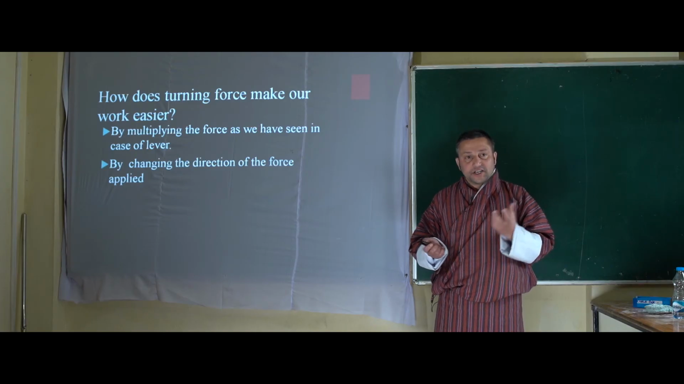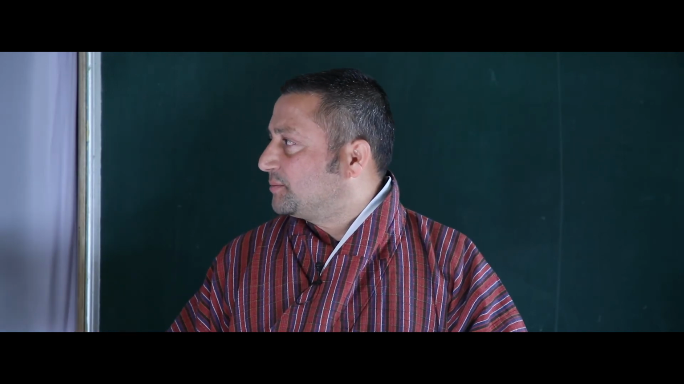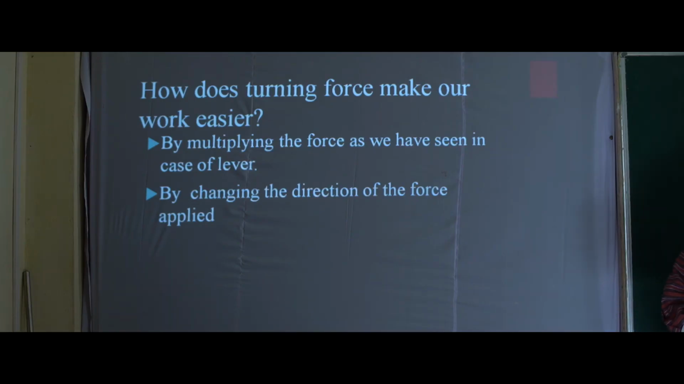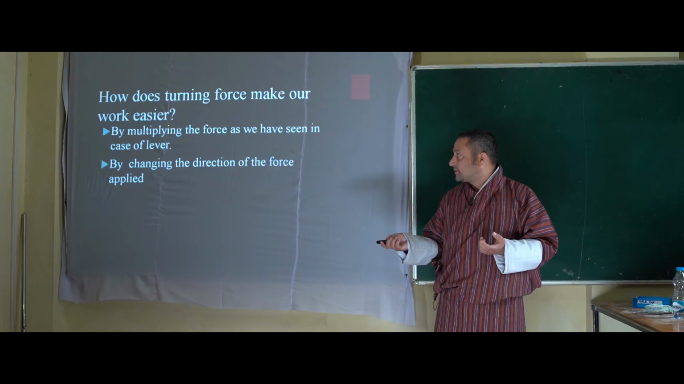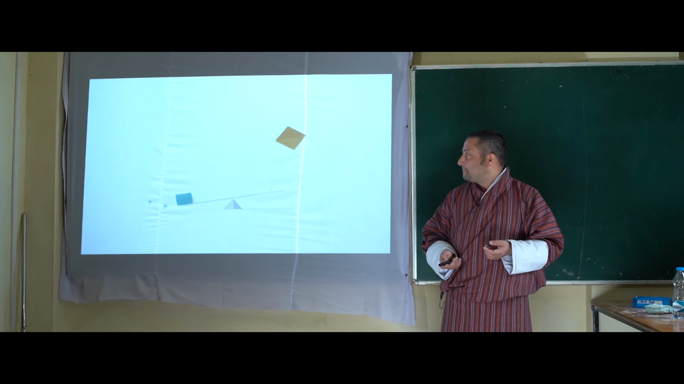With turning force, we can change the direction. It can be in any case: lever, pulley, even in gears. So we will look at one example of changing the direction of the applied force. How does it change? Okay, let's look. Very interesting. Can you see this? If you consider the blue one as effort and the yellow one as load, what is the direction of the force applied? Downwards. The direction of the force is downwards towards the ground, whereas the load is being moved in the opposite direction.